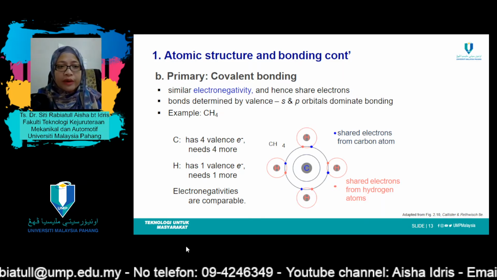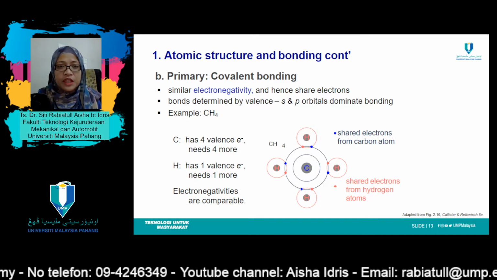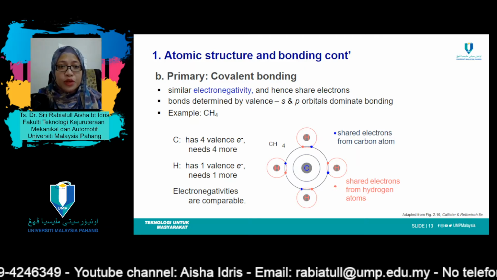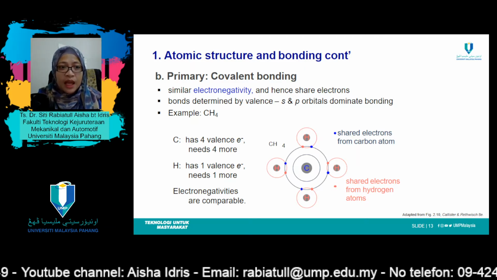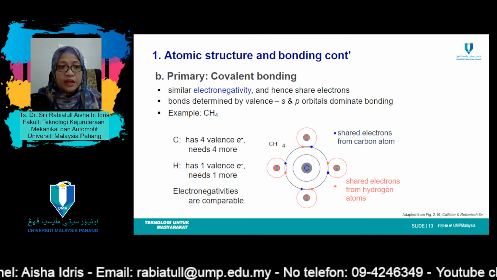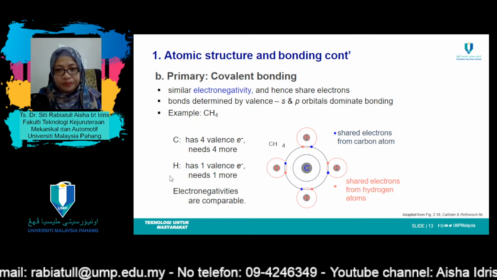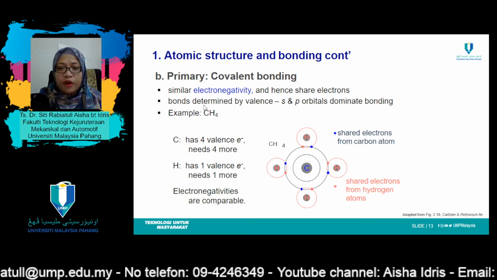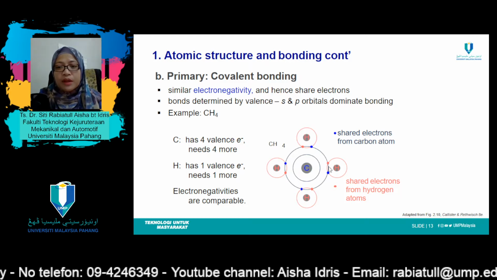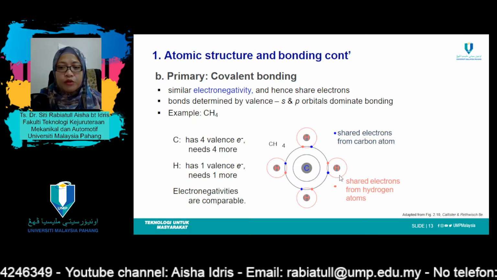Number 2 is covalent bonding. A covalent bond is a chemical bond that involves the sharing of electron pairs between atoms. These electron pairs are known as shared pairs or bonding pairs, and the stable balance of attractive and repulsive forces between atoms when they share electrons is known as covalent bonding. For example, CH4 over here, the carbon atom is sharing with four hydrogen atoms.